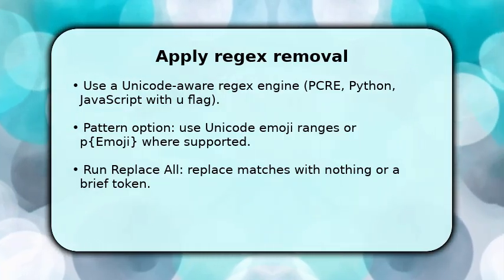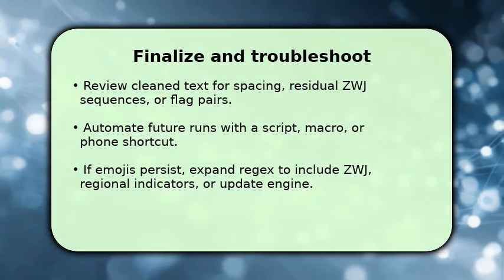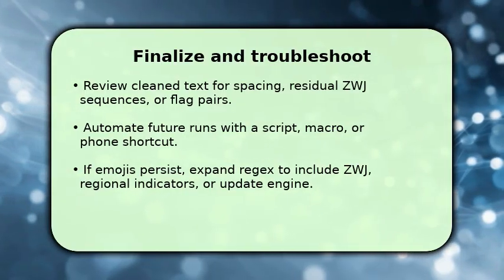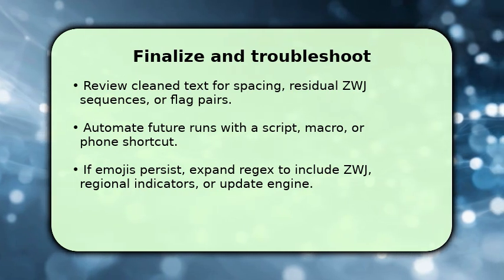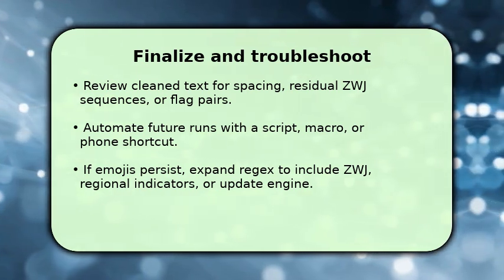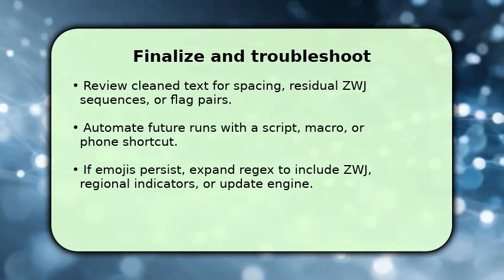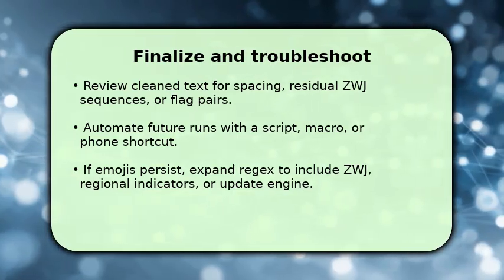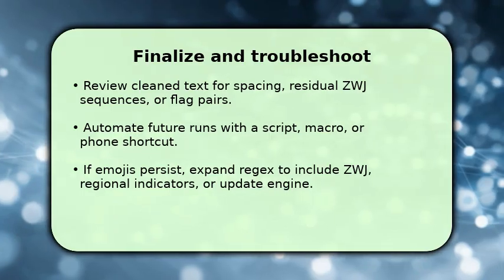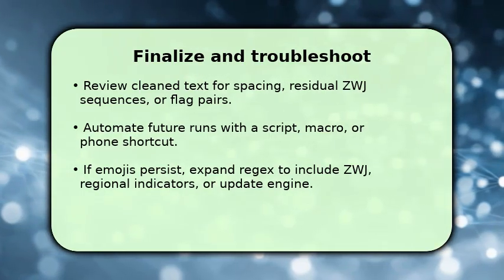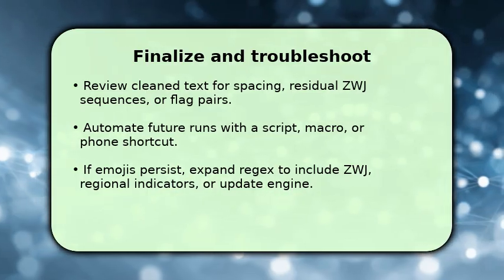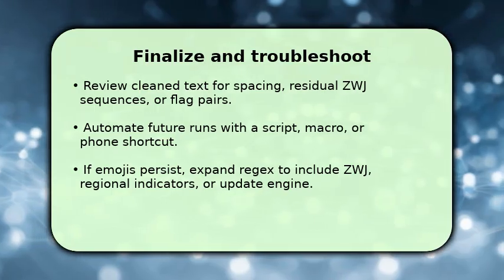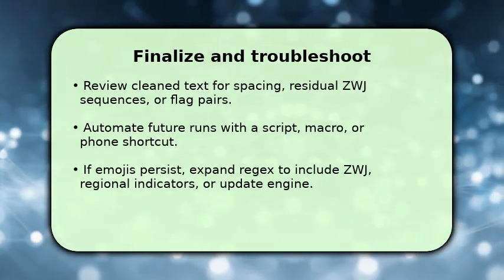Finish by scanning the cleaned output for spacing issues and complex emoji made from multiple code points, such as zero-width joiner sequences or regional indicator pairs that form flags. Save or export your clean text, and consider creating a small script or phone shortcut to automate this for future messages. If some emojis still appear, update your regex to include ZWJ and regional indicators, or switch to a more up-to-date Unicode-aware engine. That single tweak usually fixes leftover cases.